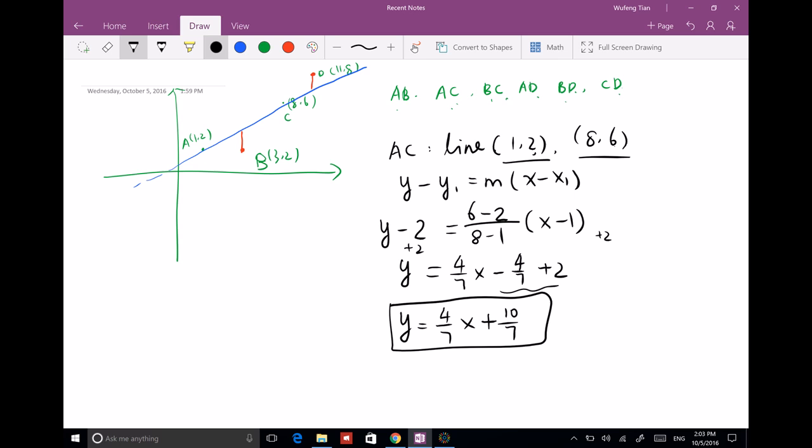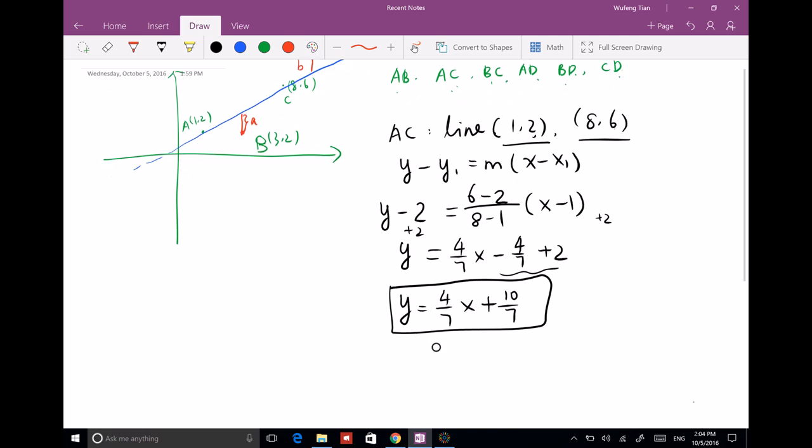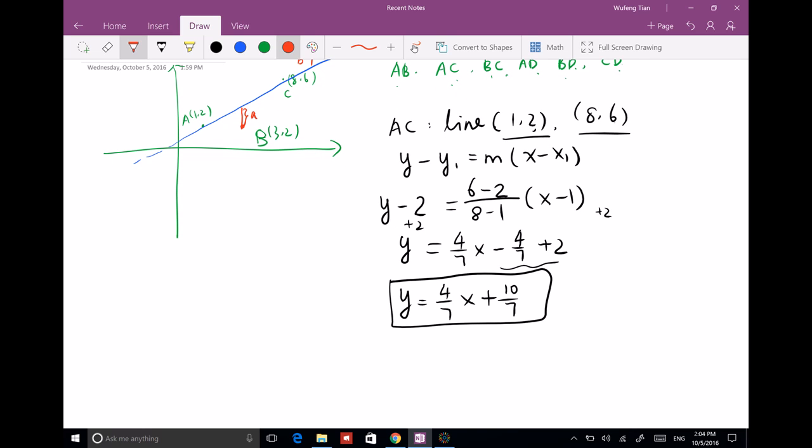We have not finished yet. Because we found the equation for AC, but B and D are not on this line. There are deviations for B and D. So first, the deviation for B. Let's call it deviation Y for B.